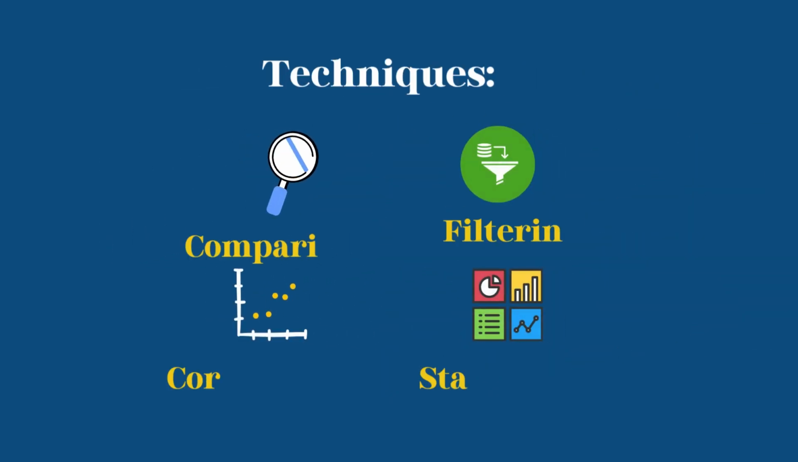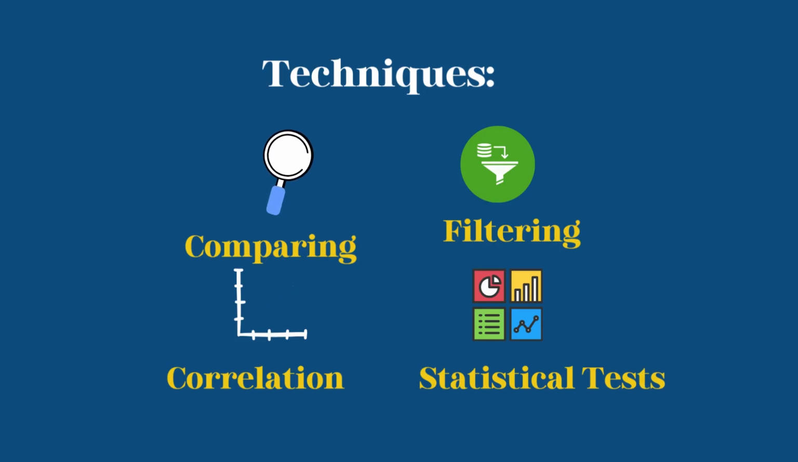To perform diagnostic analysis, we often use methods like comparing time periods, for instance, checking sales this month versus last month, filtering data by region, product, or customer segment, correlation analysis to identify a relationship between variables, and statistical testing like t-test or regression to verify if changes are significant.